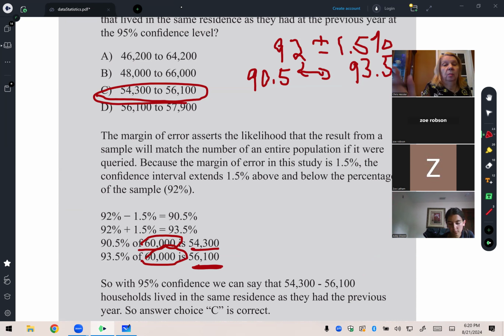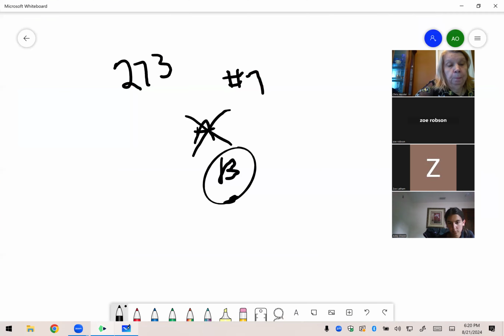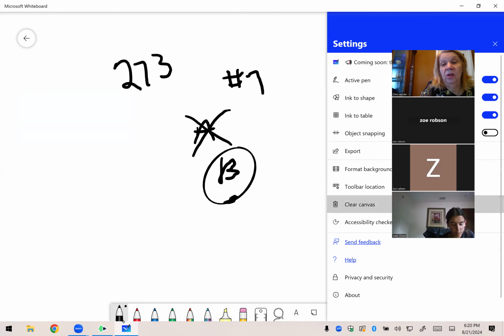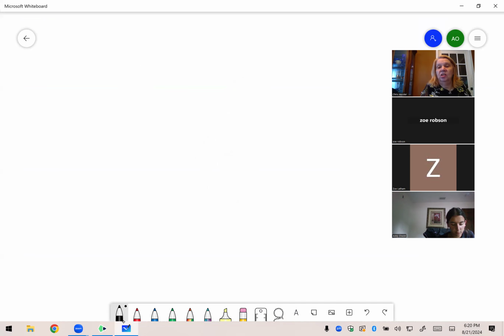Okay, so let's go to a margin of error book problem. If I'm going too fast, somebody scream, Zoe scream. Addie, you could just go like this because I can't hear you. So we're going to 497, number 8.